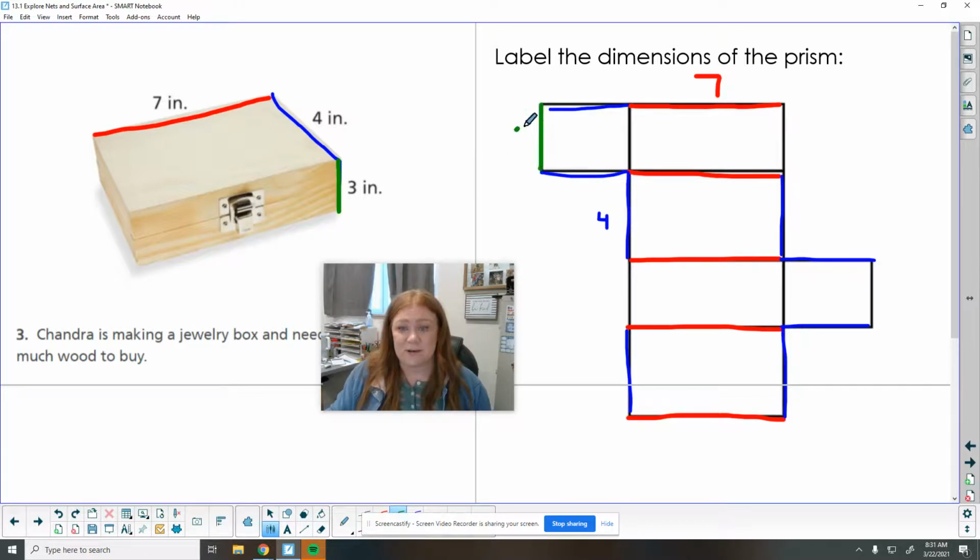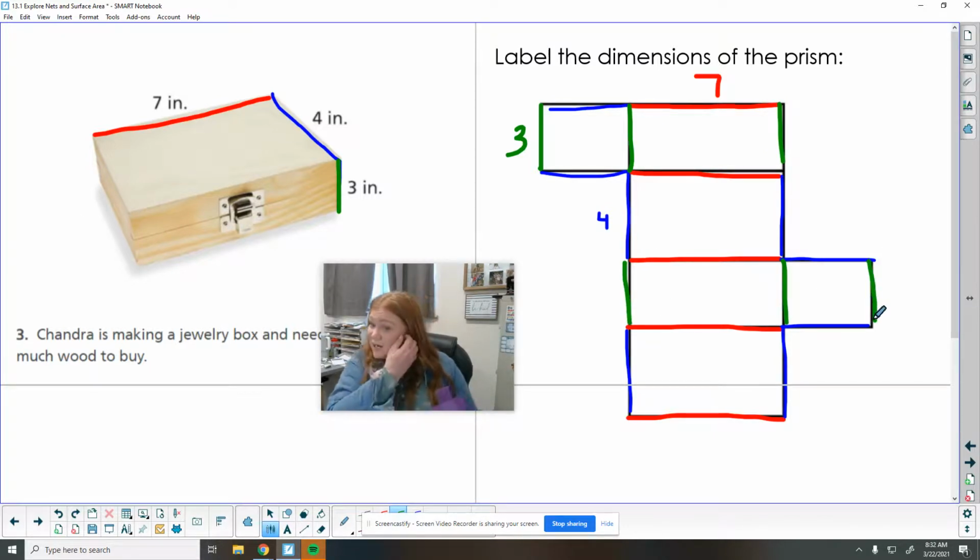So here's 3, 3, 3, 3, 3, 3. So any of those shorter pieces are 3s. So you can see, right, if I fold this around, these are going to be the same. This is the same as this.